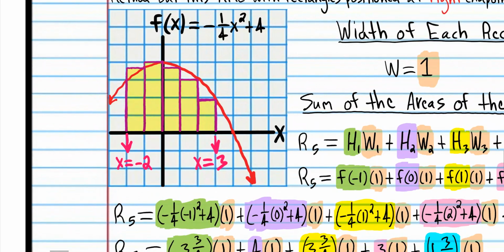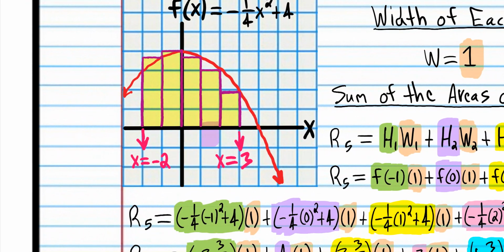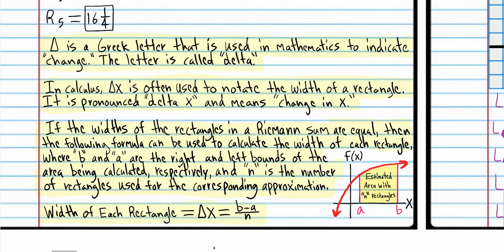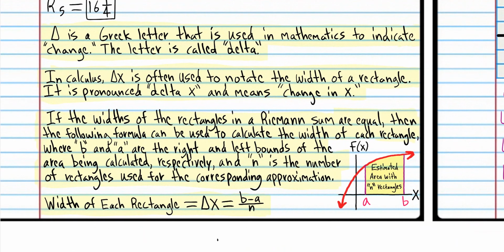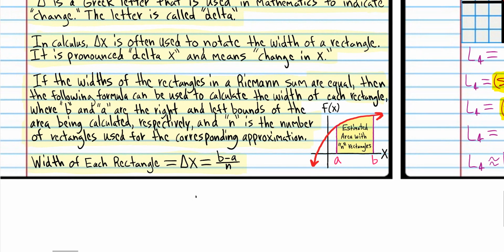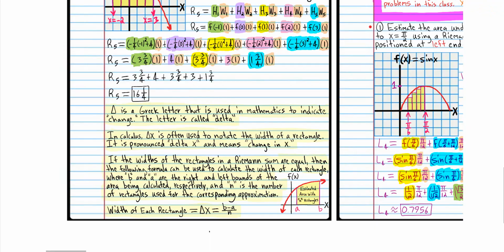In this example, we didn't really need a formula because the widths were pretty easy to calculate. We could see that the width of each rectangle was just 1 by looking at the grid. But in some cases, it's not exactly obvious what the width of each rectangle will be, so this formula is useful. So we just take this number here and subtract this number, and then divide by how many rectangles there are, and that's a surefire way to give you the width of each rectangle in a Riemann sum, assuming that the widths are equal. And in most cases they are.